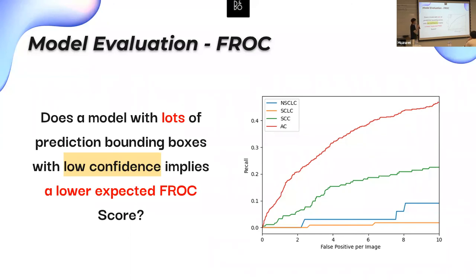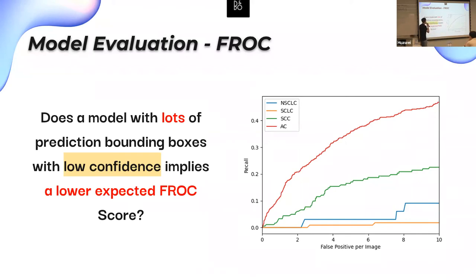So I want to ask a question. Does a model with lots of prediction bounding boxes with very low confidence, so they will not be inside the threshold, imply a lower expected FROC score, which means the FROC score will be low? Now I want to ask someone. Not sure? Okay. Does anyone have any answer for this?